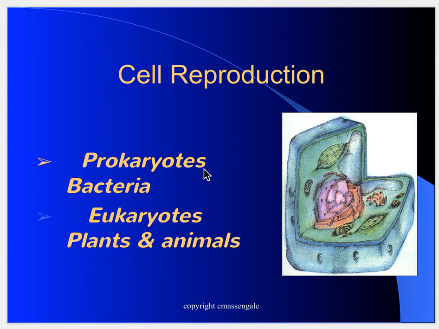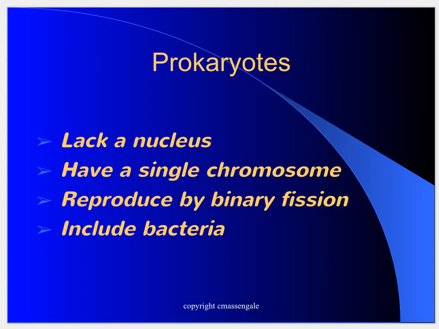So you need to think back to when we first were learning about cells. We learned that there were two different types of cells. There were prokaryotic cells, which include bacteria, and then there were eukaryotic cells, which were the plant and animal cells. Prokaryotic cells, if you remember, didn't have a nucleus. They actually had just a single long chromosome inside of them that was floating around.